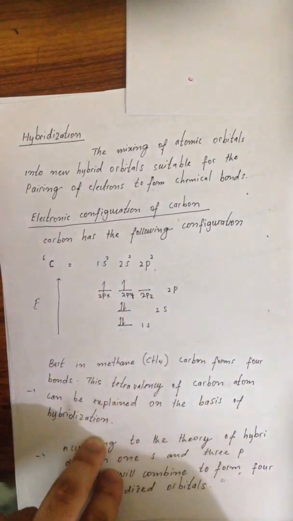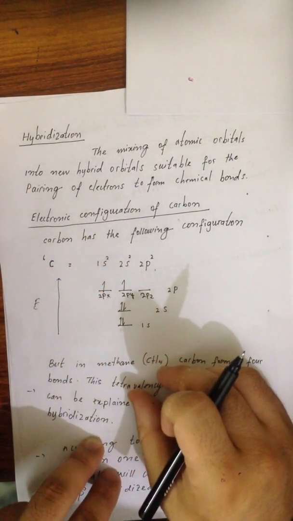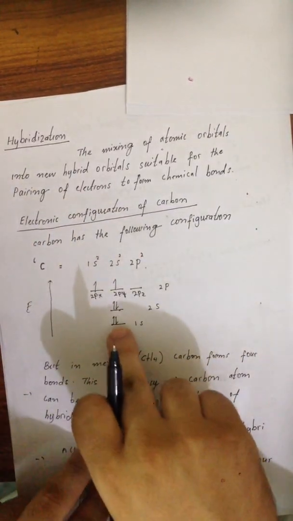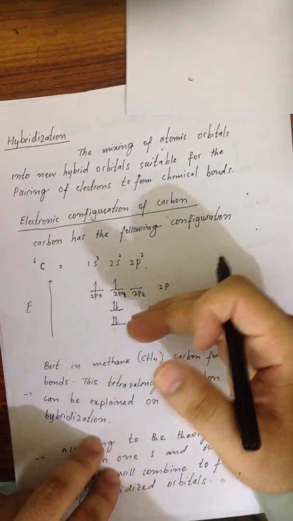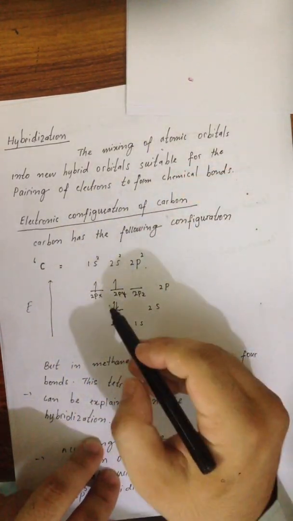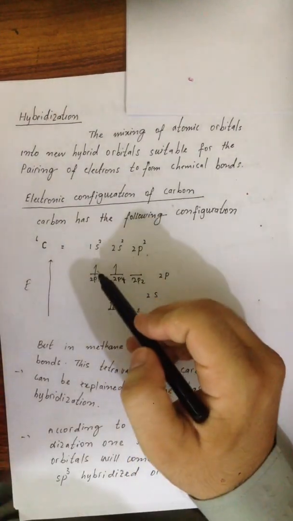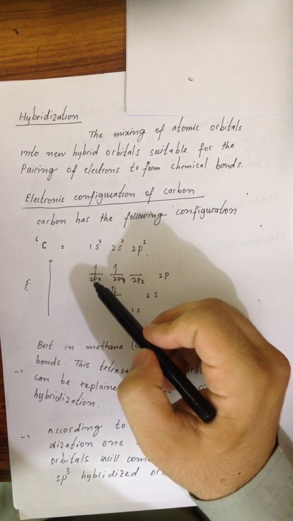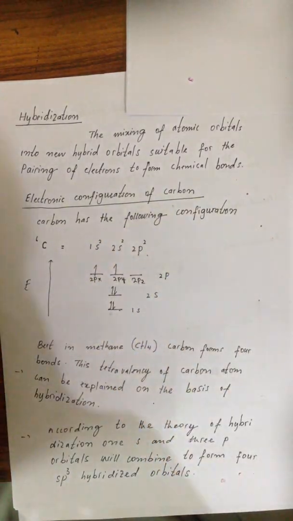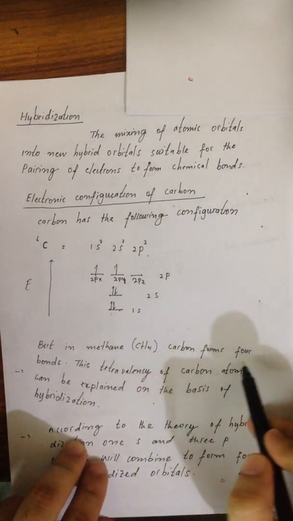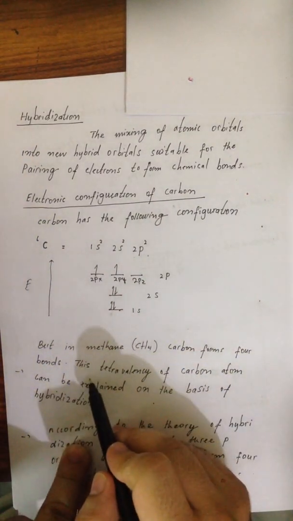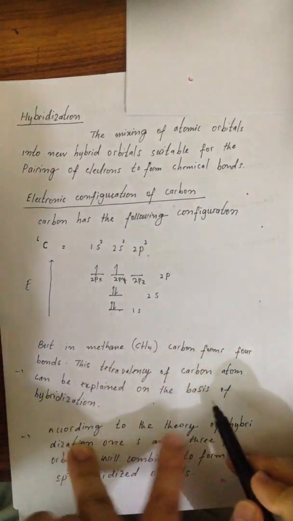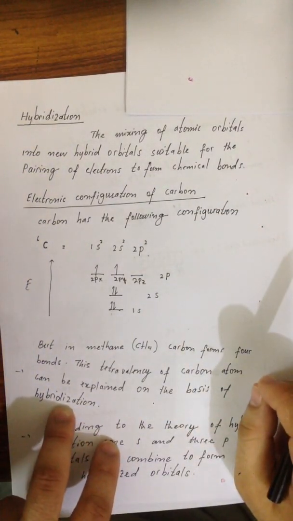There is a total of 6 electrons. So according to the Aufbau principle, the filling of electrons occurs like this, from lower energy orbital to the higher energy orbital. We have a total of 2 unpaired electrons in carbon atoms. But what we see is that in methane, carbon atoms form 4 bonds. This tetravalency of carbon atom can be explained on the basis of hybridization.